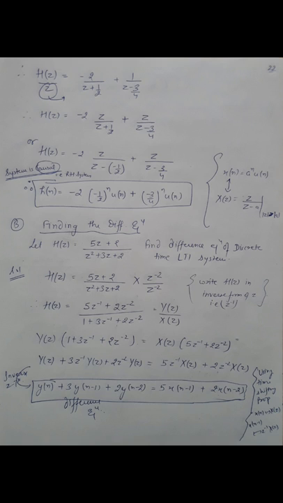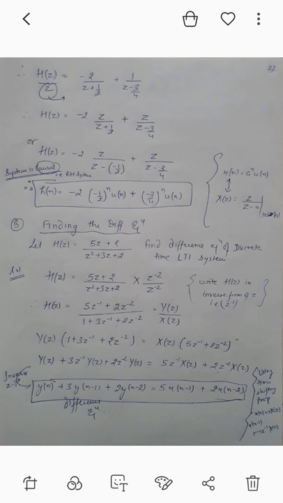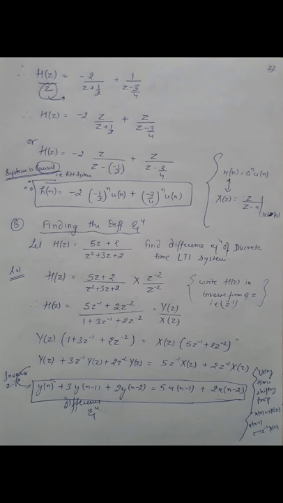Now again using the time shifting property, what will be the inverse z transform for this case? The z^-1 factor is there, so we shift by 1, giving y[n-1]. So y[n] plus 3y[n-1] plus 2y[n-2] is equal to 5x[n-1] plus 2x[n-2]. This is the difference equation.